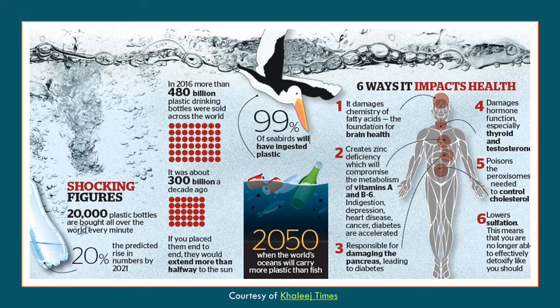So this is just a little graphic to show you some of the different ways that can affect human health. So brain health, messes with how we absorb vitamins, can damage the pancreas, thyroid, cholesterol. It can do a lot of damage to our bodies.